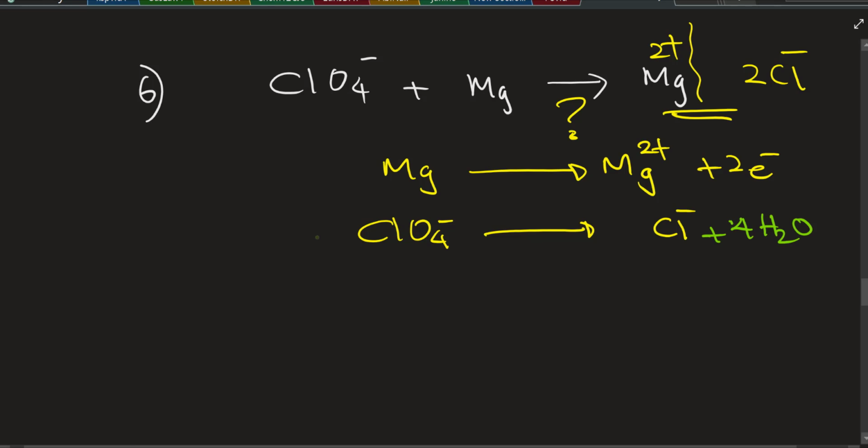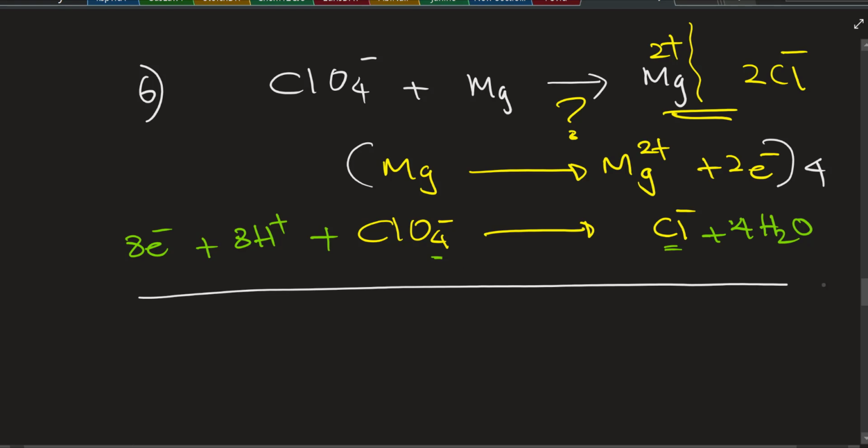Now so 4 oxygens, add 4 water, and then 4 water means 8 H plus on the other side. Now check the total charges of each side. This side is 7 plus, this side is minus, so that means you need 8 electrons, right? So 8 electrons on the left. Now 8 and 4, so the top equation should be multiplied by 4. Now also, losing electrons is oxidation, you can think about that too, right?